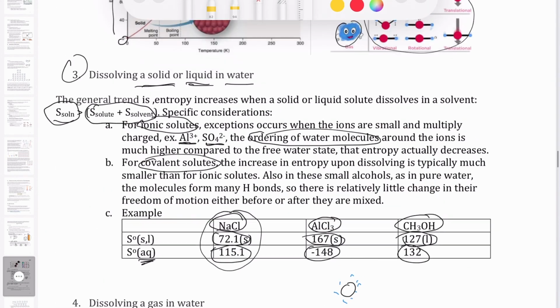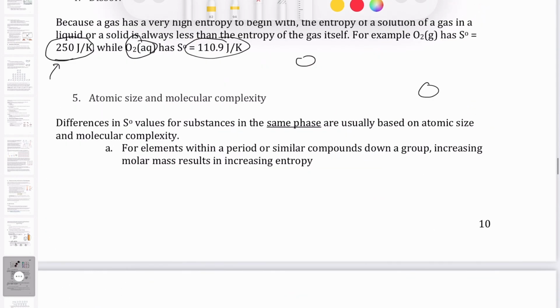So you really want to look at all these other things first before you look at atomic size and molecular complexity. If you're in the same phase, so for example, let's say you're both in the gas phase or you're both in the liquid phase, okay, you can compare atomic size and molecular complexity and see patterns in entropy value. So as long as the elements are within a period or they're similar compounds down a group, then when you increase the molar mass, you get higher.